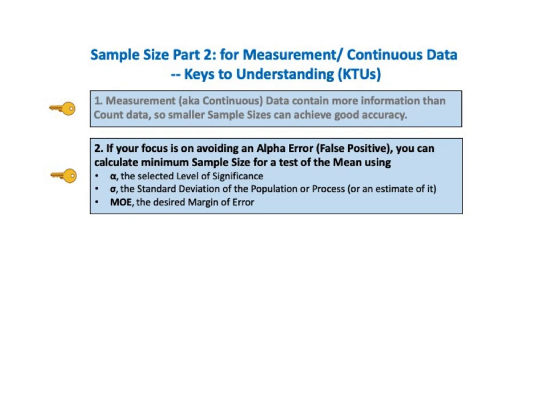KTU number 2 says, if your focus is on avoiding an alpha error, that is, avoiding a false positive, you can calculate minimum sample size for a test of the mean using these 3 things: alpha, the selected level of significance; sigma, the standard deviation of the population or process, or an estimate of that standard deviation; and MOE, the desired margin of error.